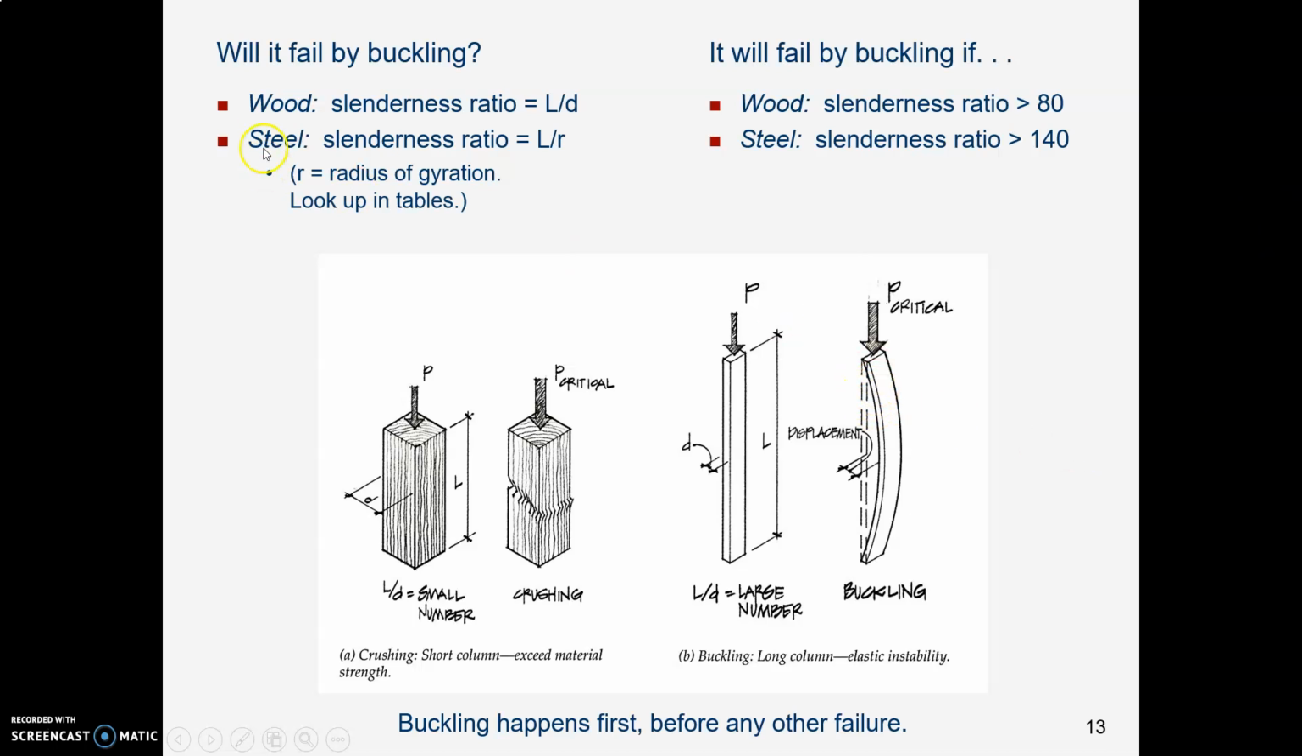If you have a steel column, the slenderness ratio uses the length divided by a property called radius of gyration, which is another shape factor. We're not going to talk about radius of gyration this term because we're running out of time, but it's like section modulus and moment of inertia. It's a shape factor, and we can look it up. So with a steel column, if length divided by radius of gyration is greater than 140, it can fail by buckling.